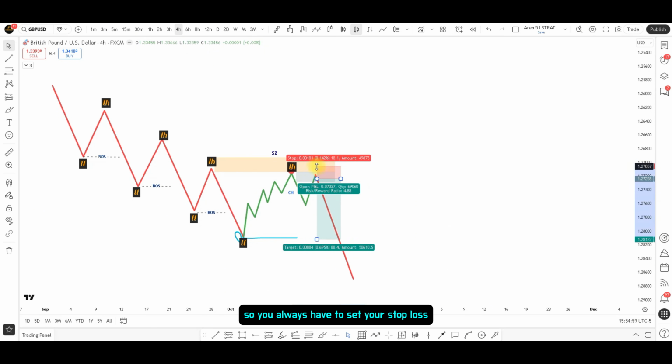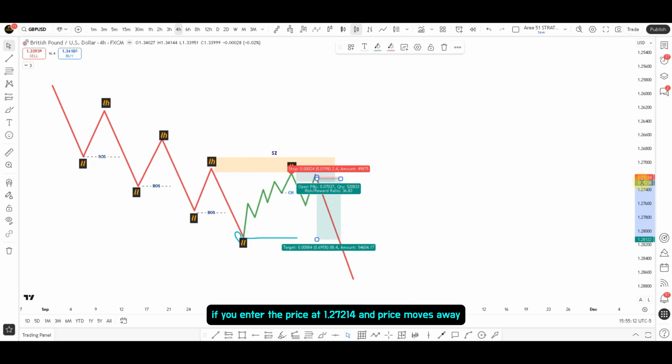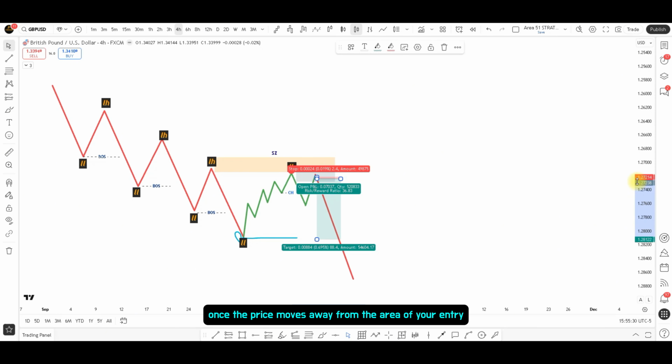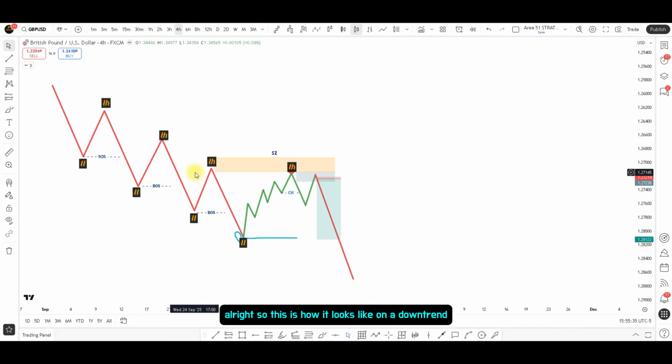So you always have to set your stop loss. Once the price moves away from your entry, you set your stop loss to a break even, which is your entry price. If you entered at 1.27214 and price moves away, you're going to set your stop loss to your entry price. Look at your MT4 or your trading platform, find your entry price and use that as your stop loss once the price moves away from the area of your entry. All right, so this is how it looks on a downtrend.